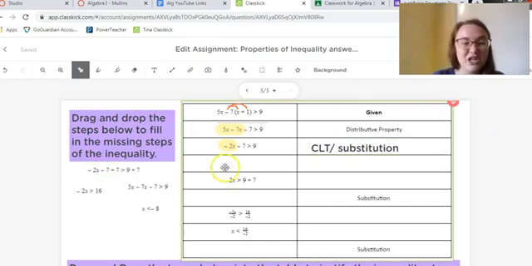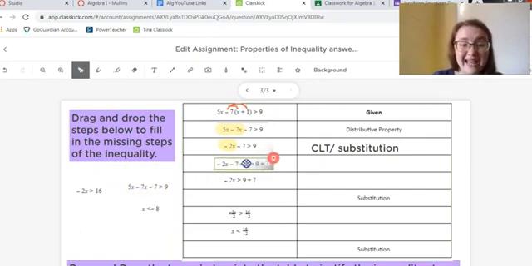Okay, so now I want to say, all right, if I were solving this inequality on paper, what would be my next step? How would I get the variable by itself? Well, I need to cancel out the subtracting 7. How would I cancel out subtracting 7? I would add 7 on both sides.